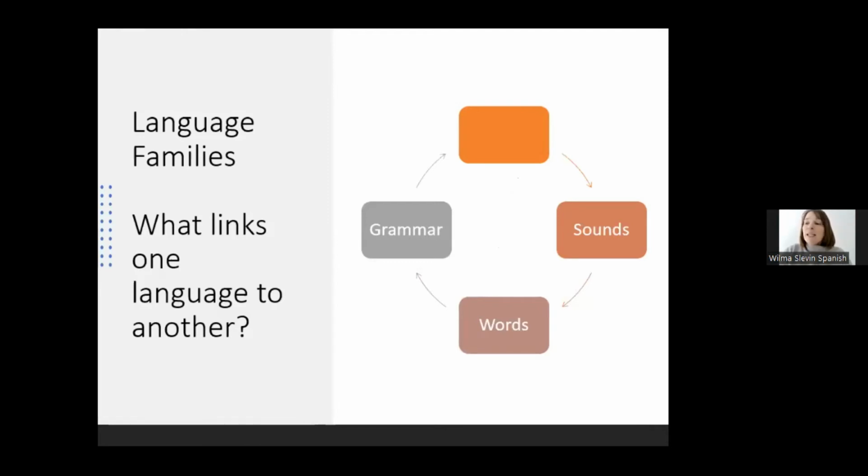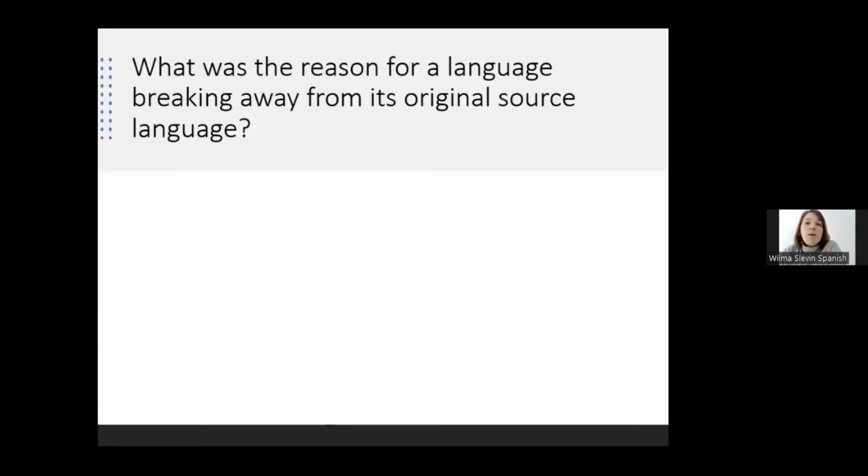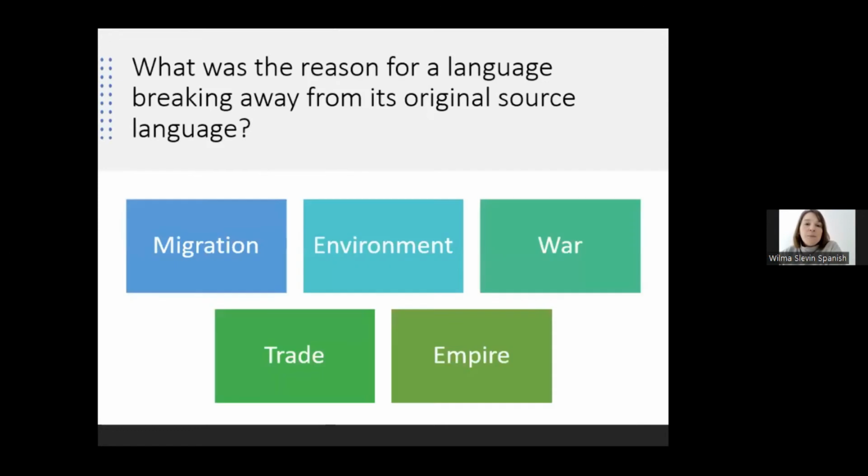So again, some other questions just to get the students going. What links one language to another? Again, you don't even have to show them the answers to this first. It's just to get them interested, okay? So think about the sounds, the words, the grammar, and then what was the reason for languages breaking away from the original source? So again, it's you putting the question onto them. Let them answer you back.